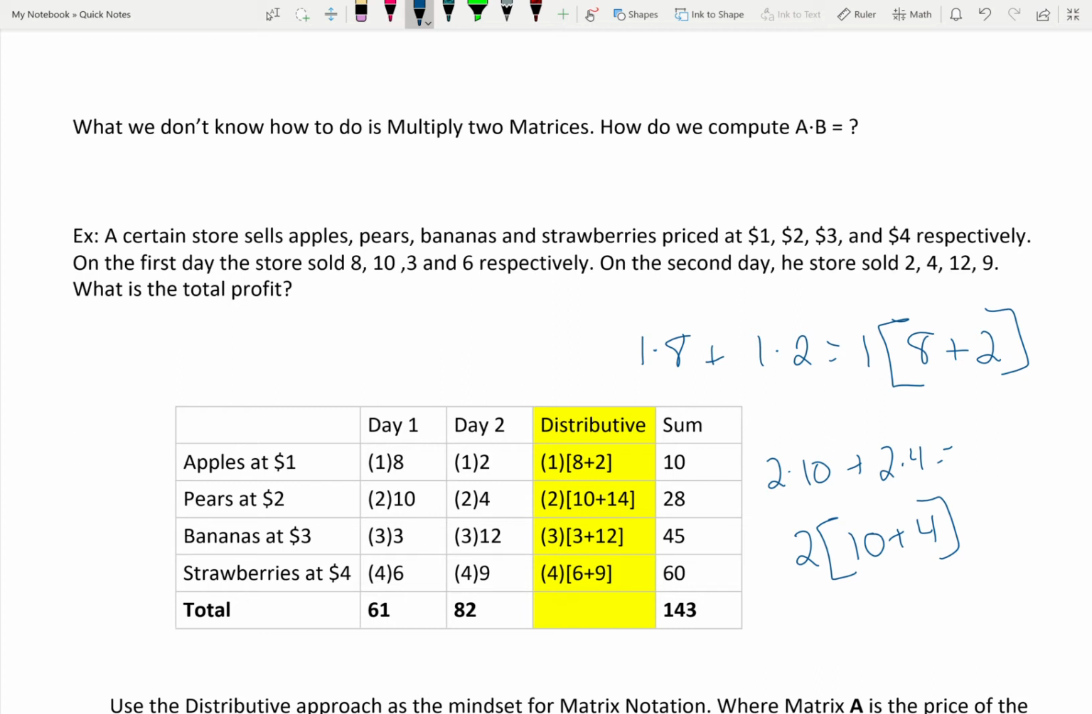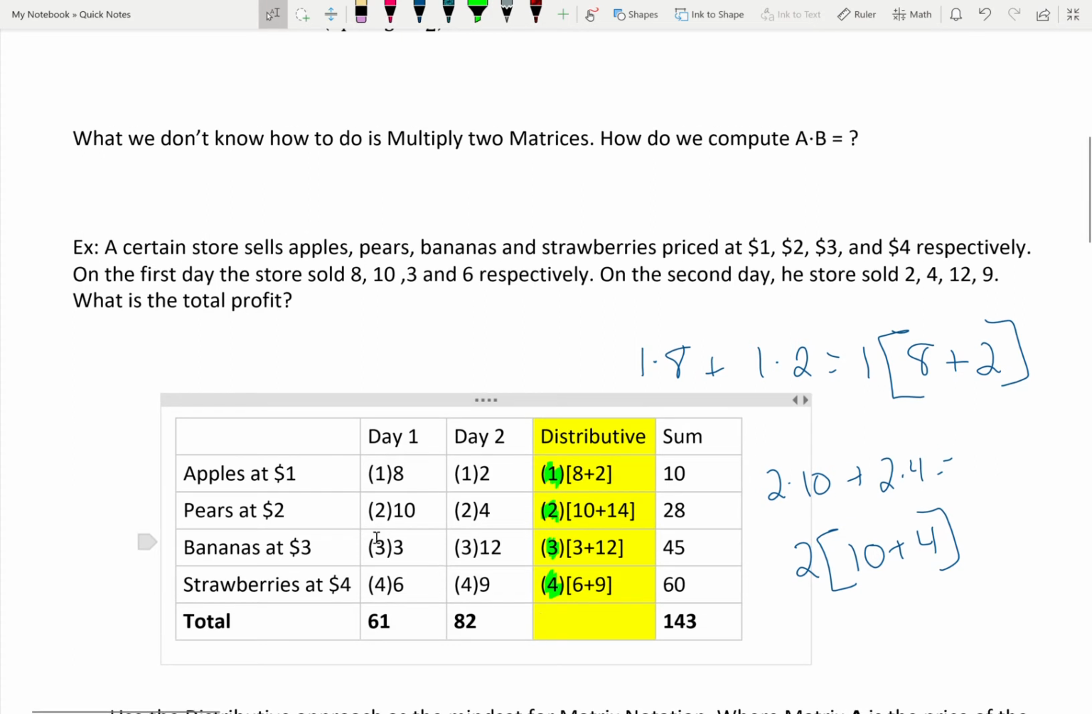So I can do that with each one of these, with the apples, the pears, the bananas, and the strawberries. I can write them in a form where I'm using this distributive law. And everything in parentheses, like this 1, this 2, this 3, and this 4, represents the price, and everything in the brackets represents the total amount sold across the 2 days. So matrices are annoying in the sense that they don't take the normal approach to this question that we would. They use kind of the distributive rule.